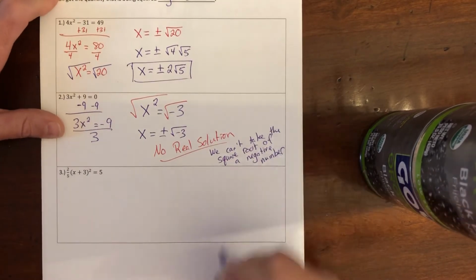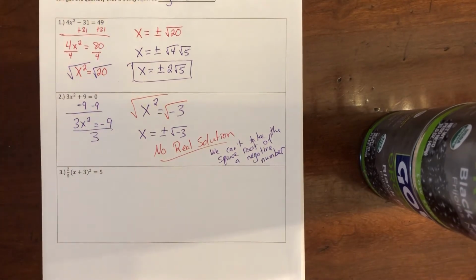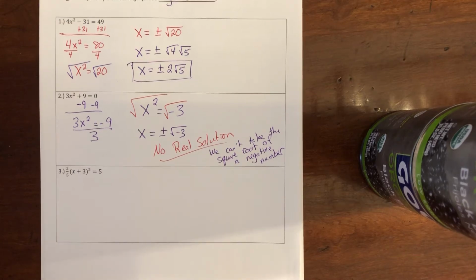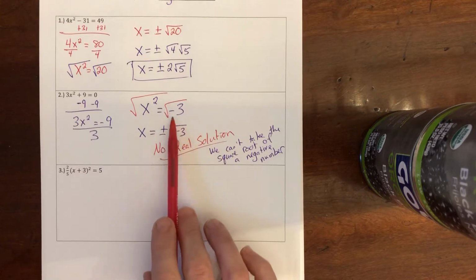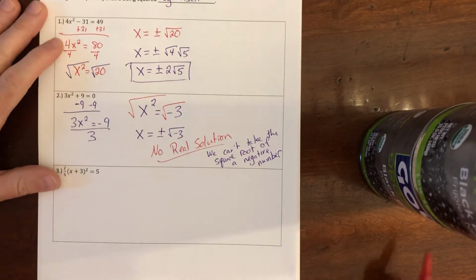In later sections in this chapter, we are going to find out about something we call imaginary numbers, but as of right now, we haven't done that. So whenever they ask you to and you get x equals the square root of a negative number, we're going to say that there's no real solution because we can't take square roots of negatives.